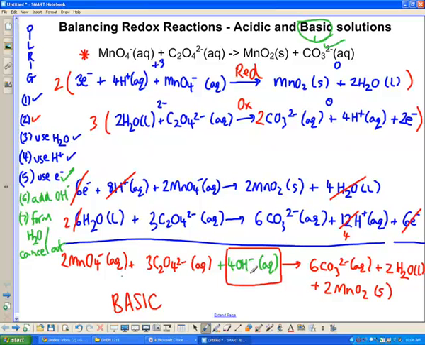Now for our charges, just to be sure, 6 times 2, that's 12 minus. 2, that's 2 minus, 8 minus. That's 2 minus, 6 minus is 8 minus, and 4 minus is 12 minus. So everything's balanced. So therefore, that is how you balance redox reactions in acidic and basic solution. Just remember, basic is not any more complicated. It's just the same thing as acidic, but with 2 extra steps.